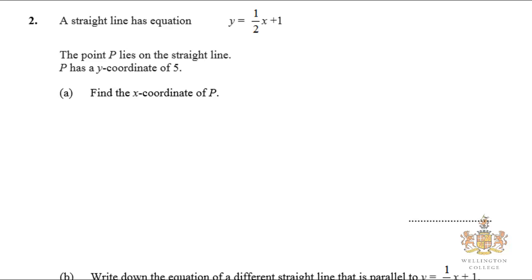Right, in the second question, we've got another straight line problem. y equals a half x plus 1. Note, y equals mx plus c is the equation of a straight line. We can identify the gradient before we start. We can also identify where it crosses the y-axis before we start. Anyway, let's answer the question.